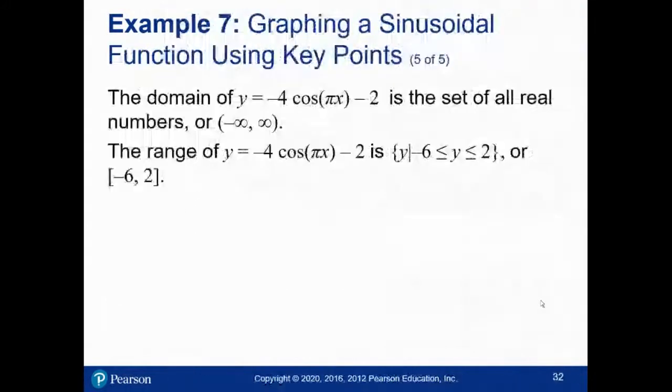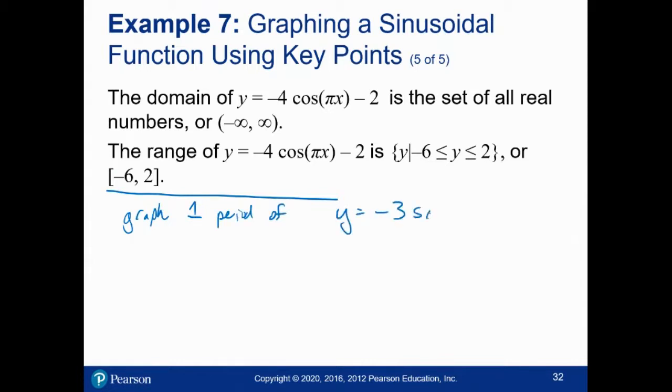Okay, let's do another one because this is a handy thing to practice. Graph one period of y equals -3 sine -8x.